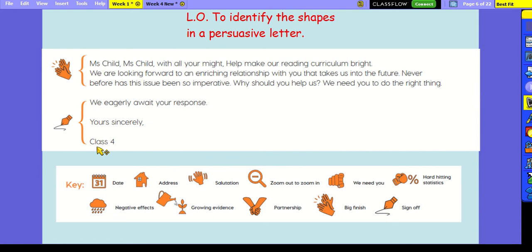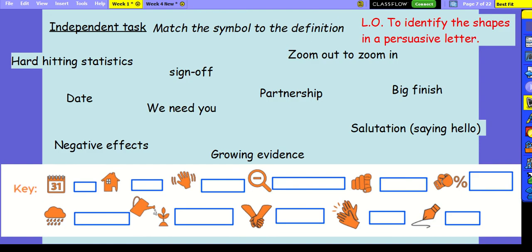So, I know that there will be a lot in that letter, but I don't want you to worry because we are going to help you write your letter one shape at a time. For now, we just wanted to introduce you to the different shapes and what they mean. Now, your task today is, I would like you to try and do this without re-watching the video first, but then you can check your answers by watching the video again.